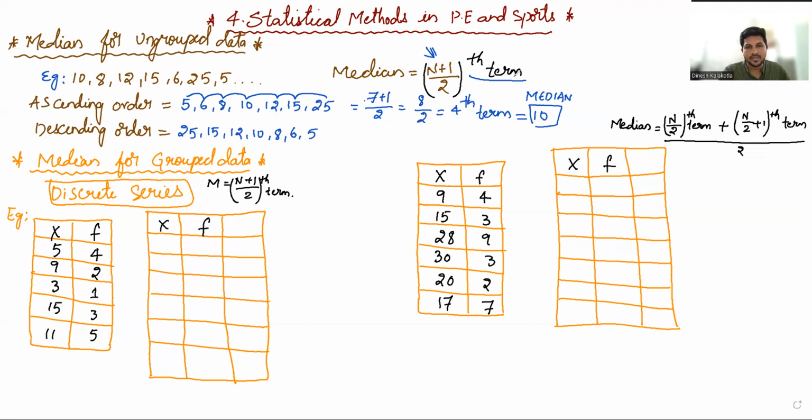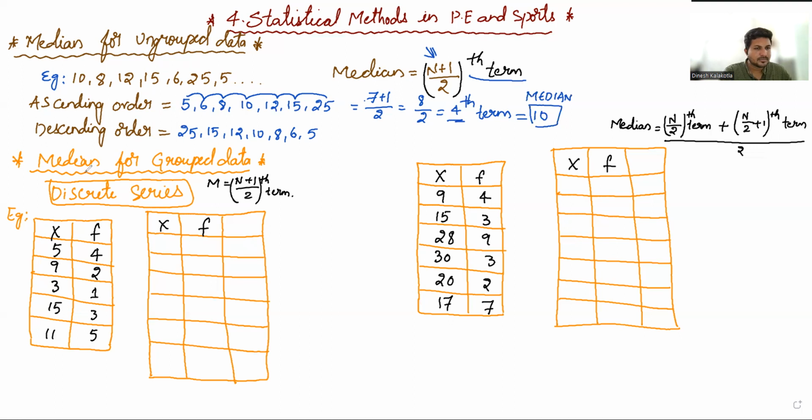The only very simple point is do not get confused with the 4 that we got here. This is actually not the median of the data, but it is the fourth term. If this is 5, that is the fifth term. If that is 6, that is the sixth term. So this is the method to find median for ungrouped data.